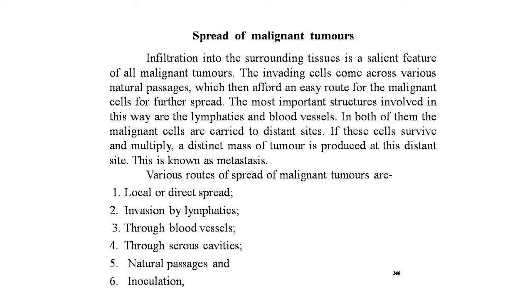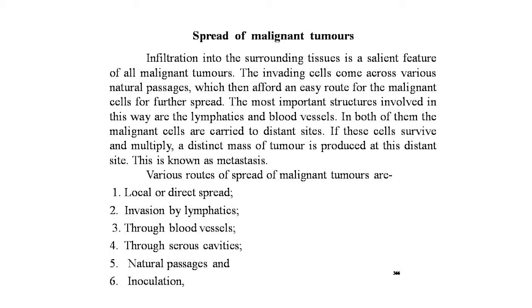Infiltration into the surrounding tissues is a salient feature of all malignant tumors. The invading cells come across various natural passages which afford an easy route for the malignant cells for further spread. The most important structures involved in this way are the lymphatics and blood vessels. In both of them, the malignant cells are carried to distant sites. If these cells survive and multiply, a distinct mass of the tumor is produced at this distant site. This is known as a metastasis.